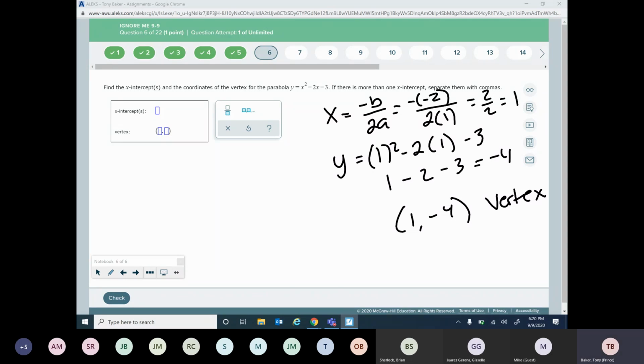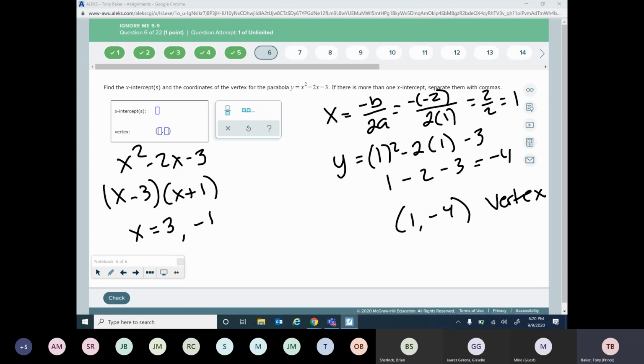My x-intercepts, if I can factor it, let's factor it. So I've got x squared minus 2x minus 3. That breaks down into -3 and a +1. So x equals 3 and -1 for my x-intercepts.